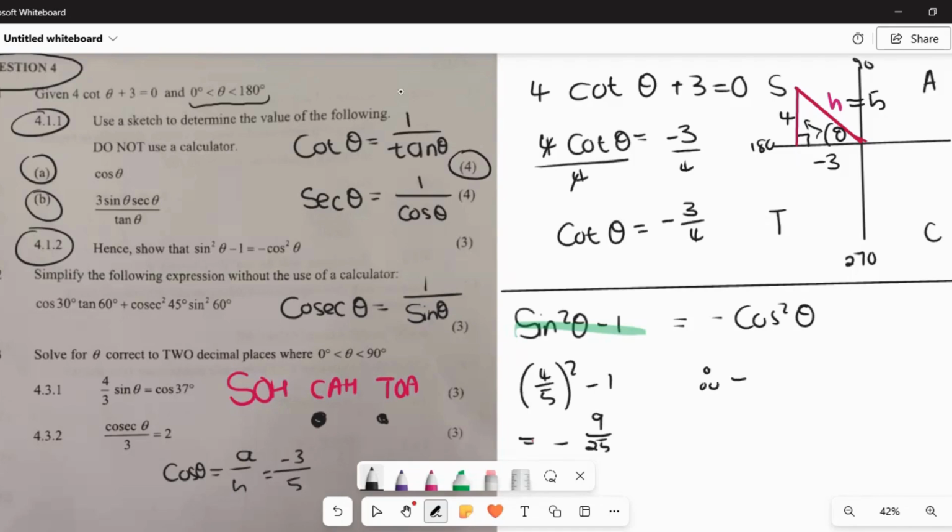And then now let's quickly check how much the right-hand side gives us. I'm going to say negative. Remember, cos is adjacent over hypotenuse, so adjacent is negative 3 over hypotenuse, which is 5. And we also square it because it's squared there. So we have negative, open bracket, negative 3 over 5, close bracket, squared. And it gives us the same thing, which is negative 9 over 25. So we have shown that these two are indeed equal.